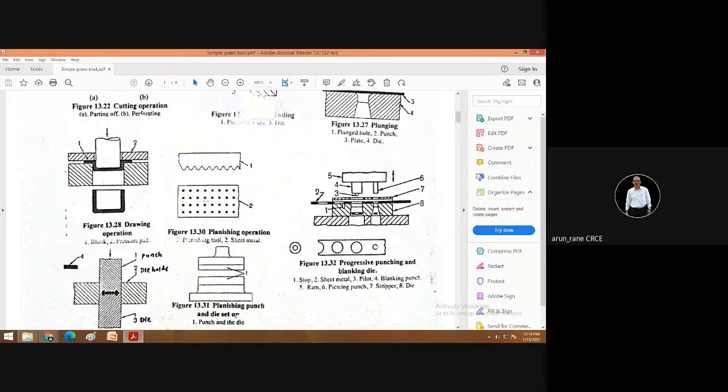This is planishing. Planishing is like a perforating only, but it is a large tool. इसमें tool size large रहता है and it is not used for piercing. It is generally used for making the strip flat.